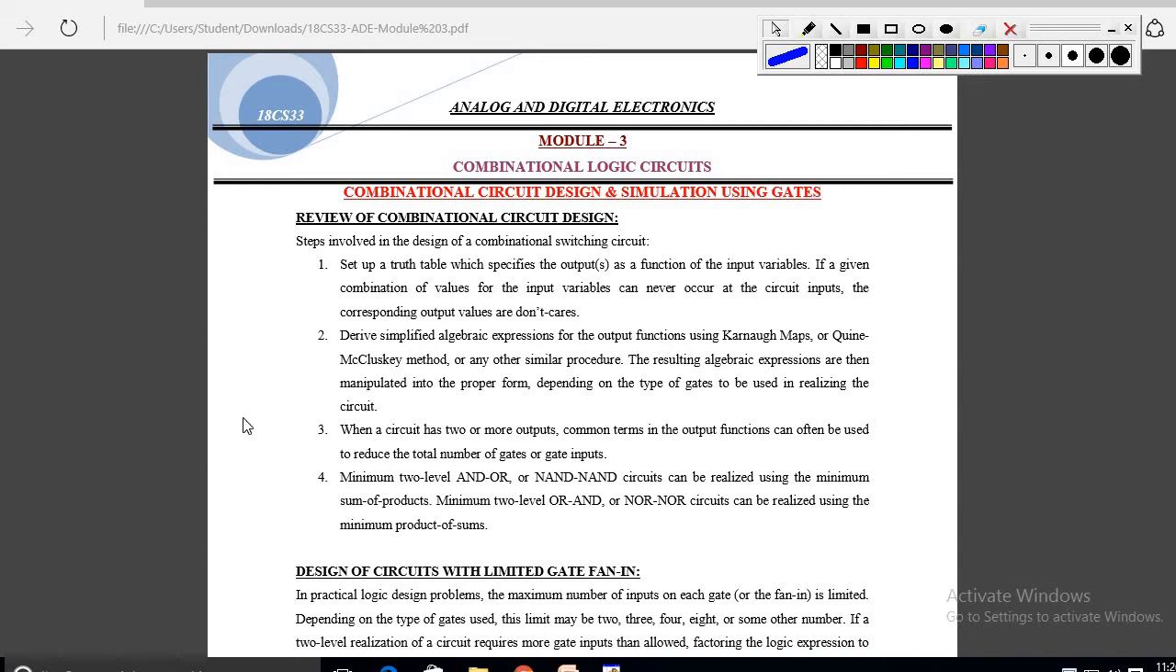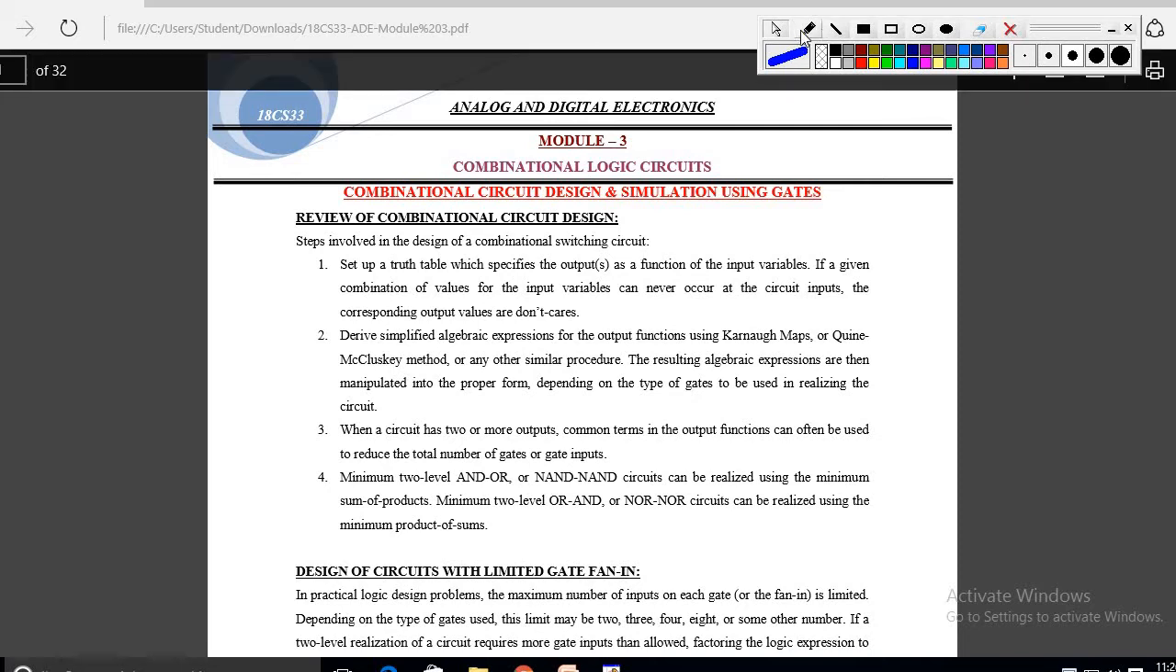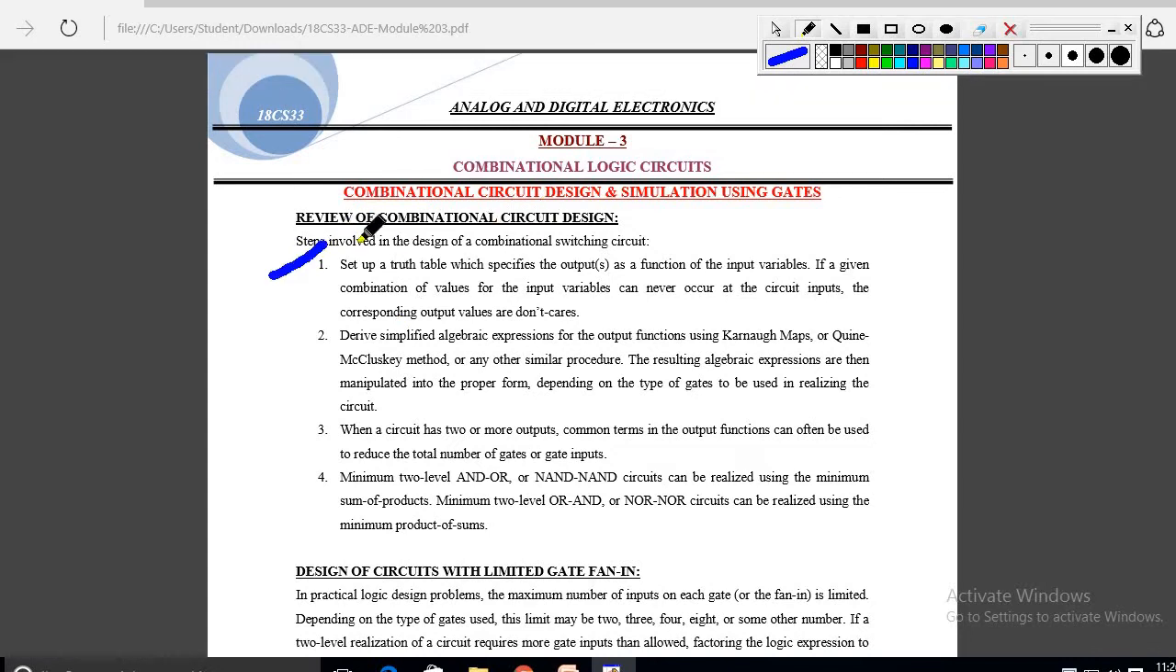Good morning, students. This is the third module, combinational logic circuits and combinational circuit design and simulation using gate switches. We have to see the combinational circuit designing part, and I will tell it one by one. First, we have to see the review of the combinational circuit. The first step is what exactly we have to follow: these design steps of the switching circuit.